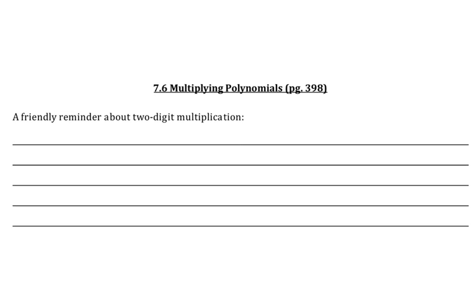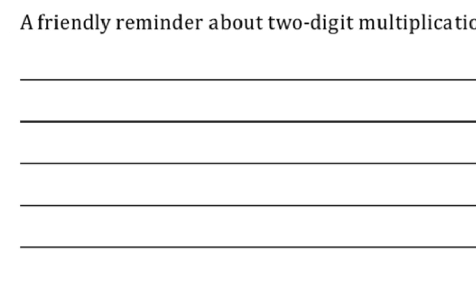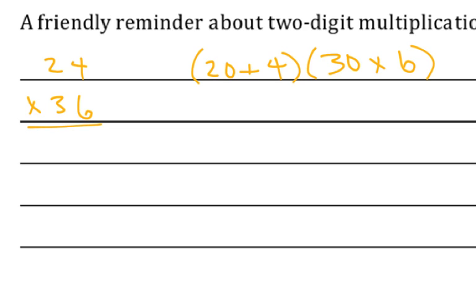Before we do some 7.6 multiplying polynomials, let's have a little bit of a friendly reminder about two-digit multiplication. I'm going to move in and get closer here just so that my multiplication is not too sloppy. So here on the left side, set up a 2 by 2 digit problem, and then on the right side, let's break 24 into 20 and 4, and then 30 and 6.